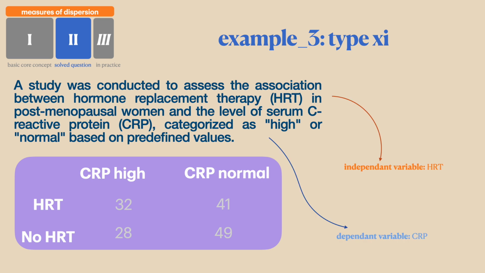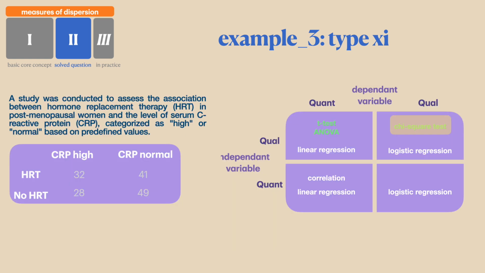So step 1, identify the variables, right? So our independent variable is going to be hormone replacement therapy, and our dependent variable is going to be CRP. But the levels of CRP have been categorized as either high or normal. So in this case, the dependent variable is going to be qualitative, and the independent variable is also going to be qualitative because you either received it or you didn't. So we have a qualitative independent variable, a qualitative dependent variable. So the best answer that we have is a chi-square test. If you don't see chi-square test in the answer choices, but you see logistic regression, you can go for that.